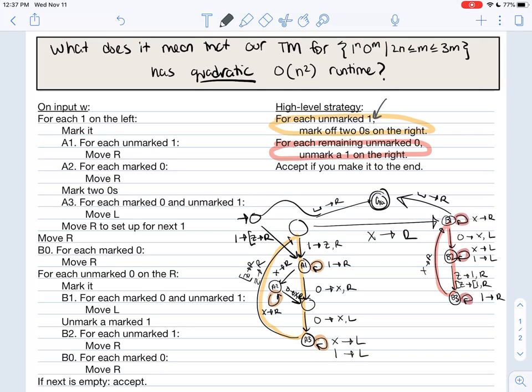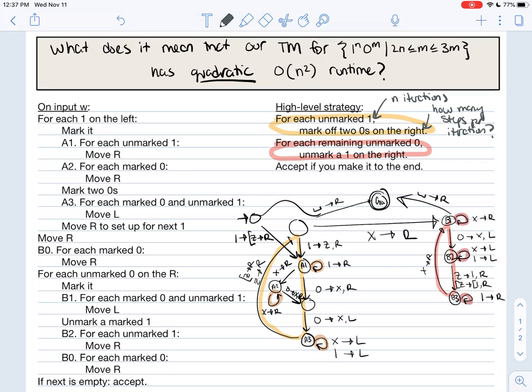So for each unmarked one, we know that there are going to be n ones. So this for loop is going to execute n times. So there will be n iterations. And then the question is, how many steps per iteration? Because we're going to take that number of steps and multiply it by n.